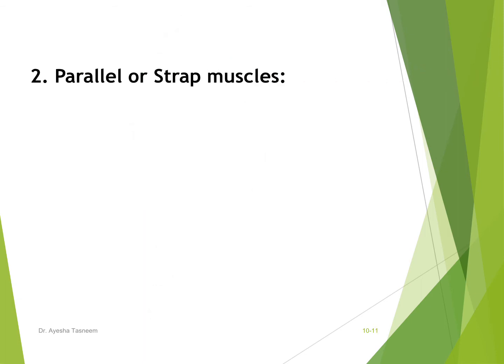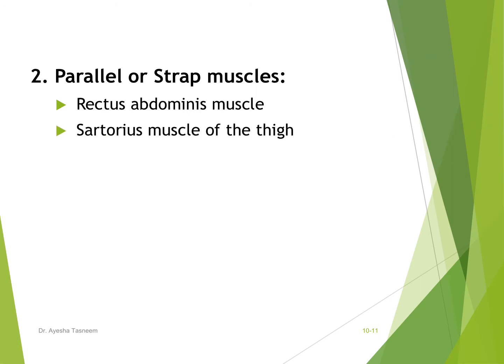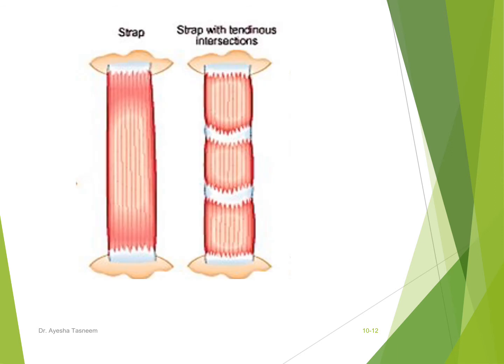Second type of muscle is the parallel or the strap muscles. The fibers of these muscles are long, have uniform width, have parallel fascicles. Best examples are the rectus abdominis, sartorius muscle of the thigh, and zygomaticus major muscle. Sometimes they are parallel and they do not have any intermittent tendinous insertions. You can see the muscle on the left side, labeled as strap muscle. That is continuous muscle, one insertion and one origin. On the right side, you can see the strap muscle has tendinous insertions in between.